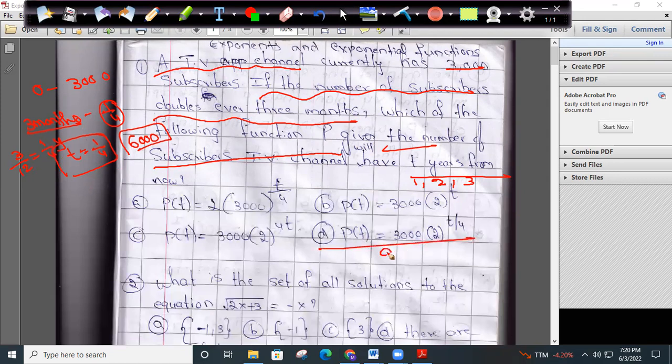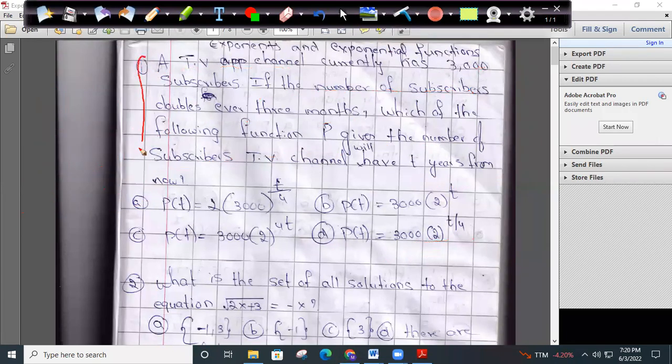90% of them gave D for Delhi as the answer here. Very few have given C for Chennai. I'll see who has given C for Chennai. Whatever it is. Now, after 6 months, what should be the number of subscribers? 12,000.